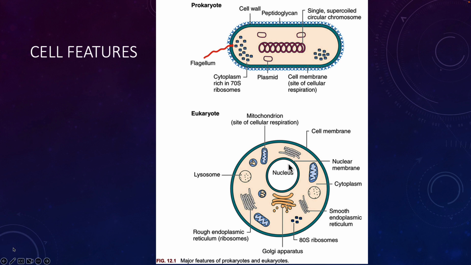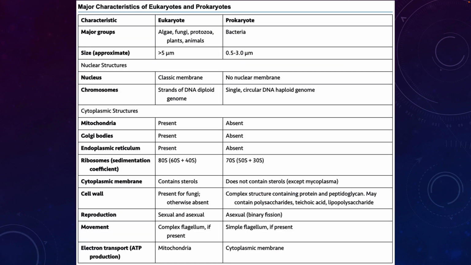They have more complex organelles, including a nucleus, which is where the DNA is. They have mitochondria for respiration, lysosomes, endoplasmic reticulum, Golgi. They also have different ribosomes, and that becomes important when we talk about antimicrobial or antibacterial therapies. Again, here's your chart that compares eukaryotes, which have a nucleus, and prokaryotes or bacteria, which don't.